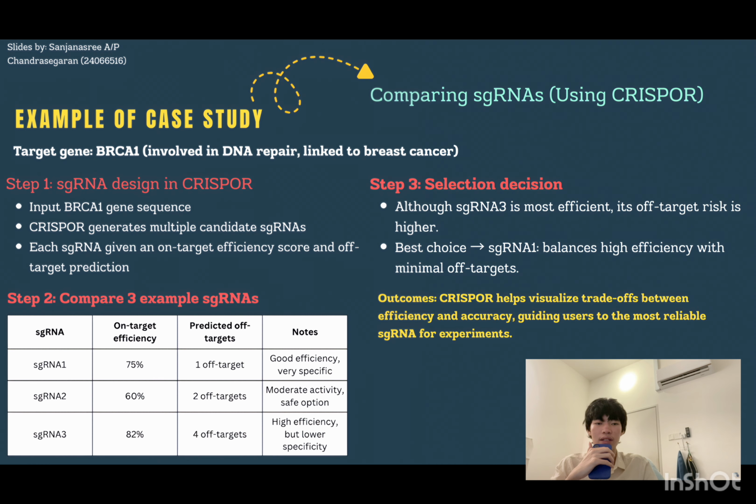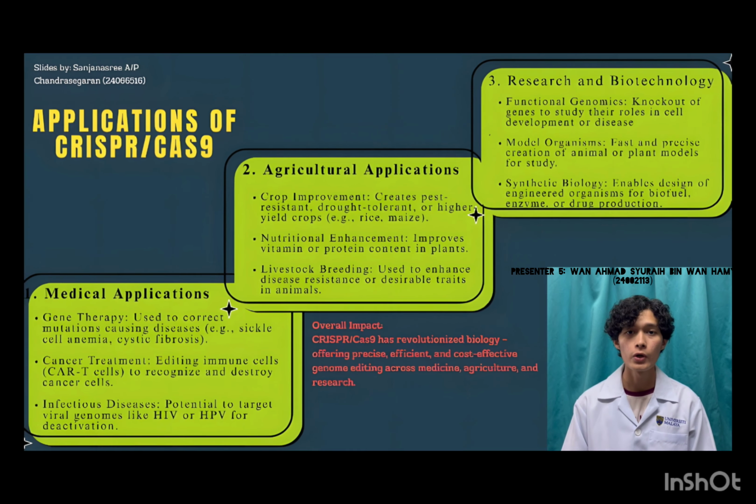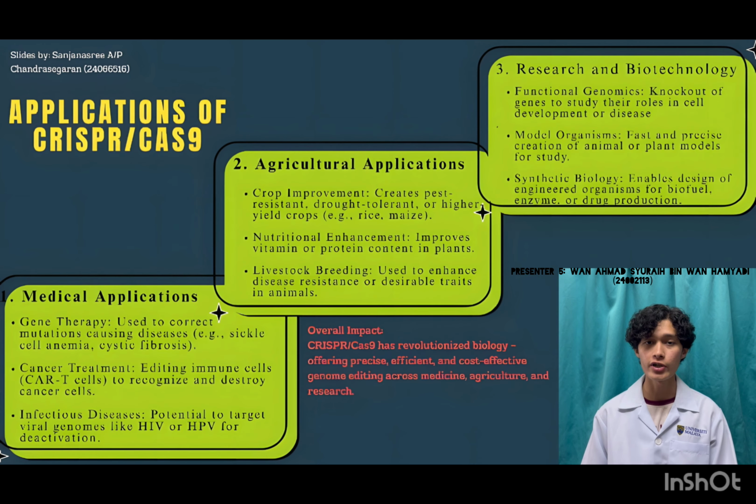Step 3, the decision: although sgRNA 3 is the strongest, its high number of off-targets increases the chances of unwanted DNA damage. So the best choice is sgRNA 1 because it provides the best balance between efficiency and accuracy. This case study shows how CRISPR helps researchers compare different sgRNAs and select the most reliable one for gene editing. Okay, so now we move on to the applications of CRISPR and Cas9.